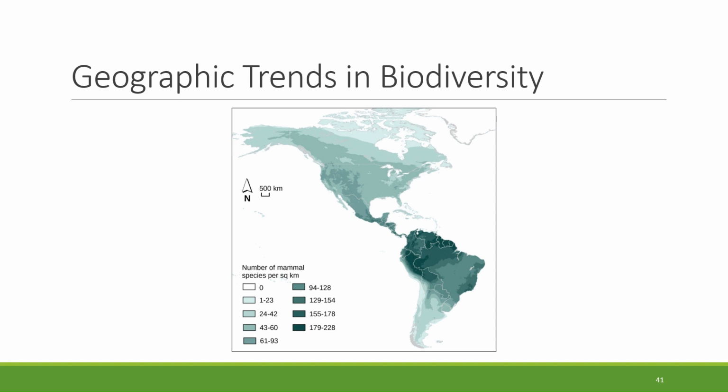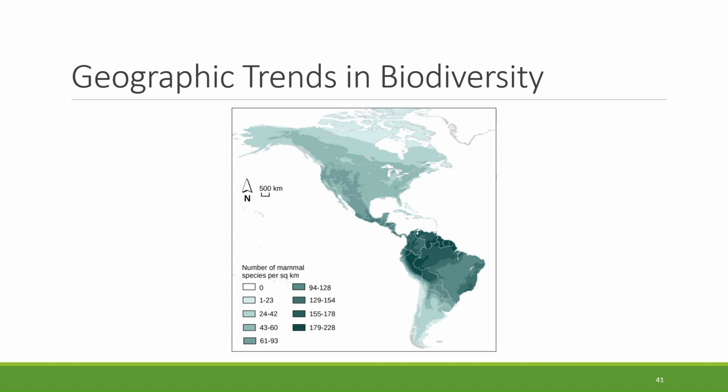So darker colors correspond to more species, and as you can see, the highest concentration of species is around where the equator would cross through the top part of South America. And you get a lower and lower concentration of species as you move towards the polar regions.